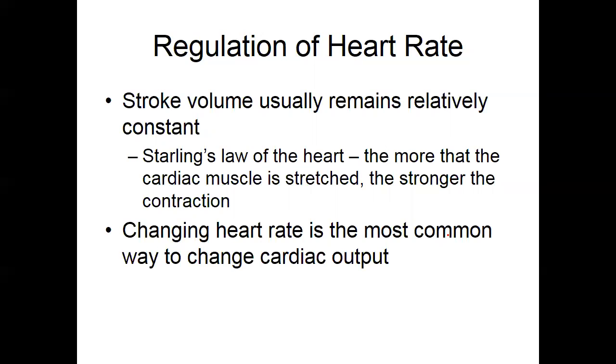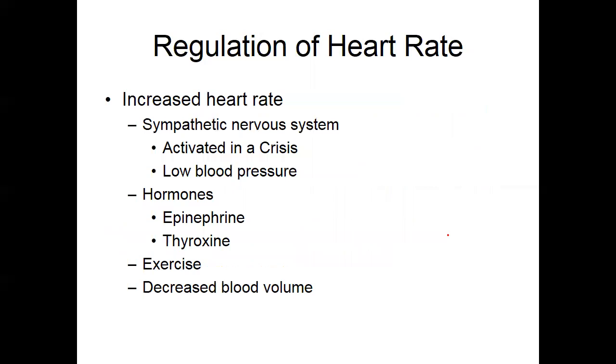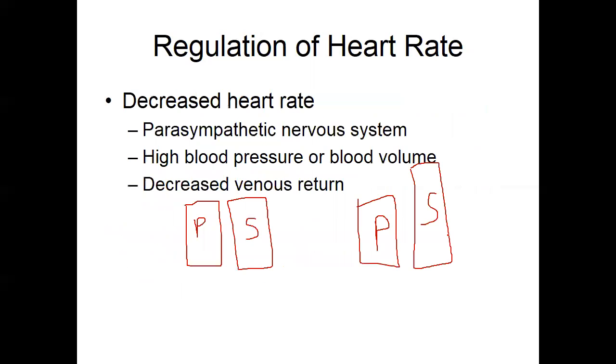The way we regulate the cardiac output in most instances is by increasing the heart rate. That's the easiest way to do it because we can only stretch the myocardium so much. So an increase in heart rate because of the sympathetic nervous system: either a crisis, or low blood pressure, or low oxygen, epinephrine, thyroxine, exercise, decreased blood volume. I don't remember writing those up there, but okay, I probably did that yesterday.